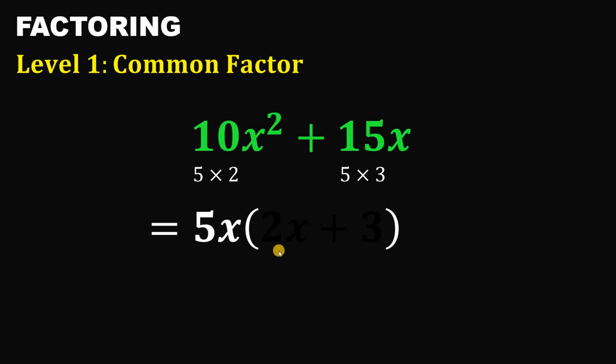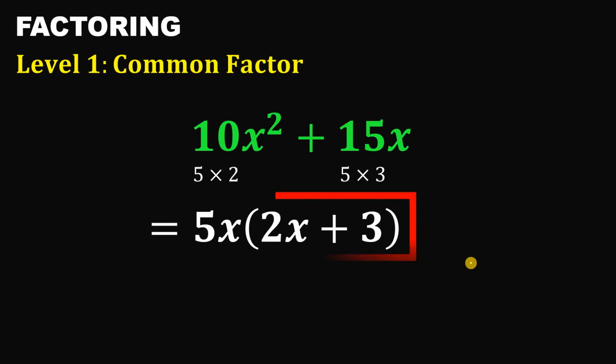Now 10x squared divided by 5x will give us 2x. Then you add, and 15x divided by 5x, the common factor, will give us 3. And there you have it. The factored form of 10x squared plus 15x is simply 5x multiplied by 2x plus 3. And we're done.